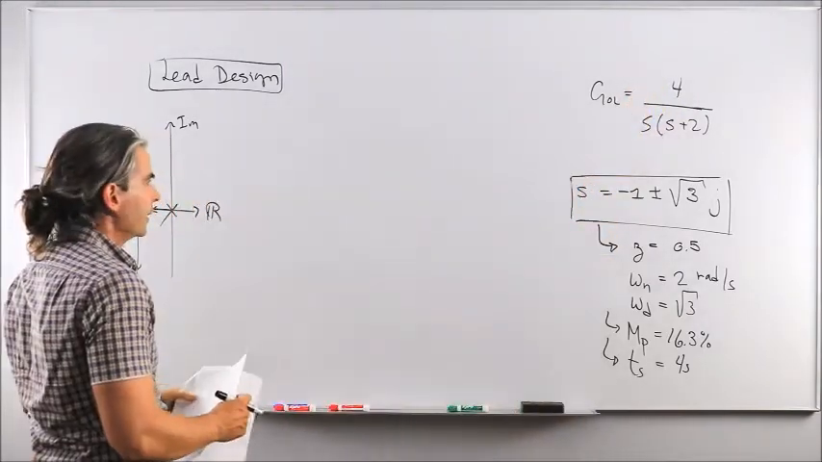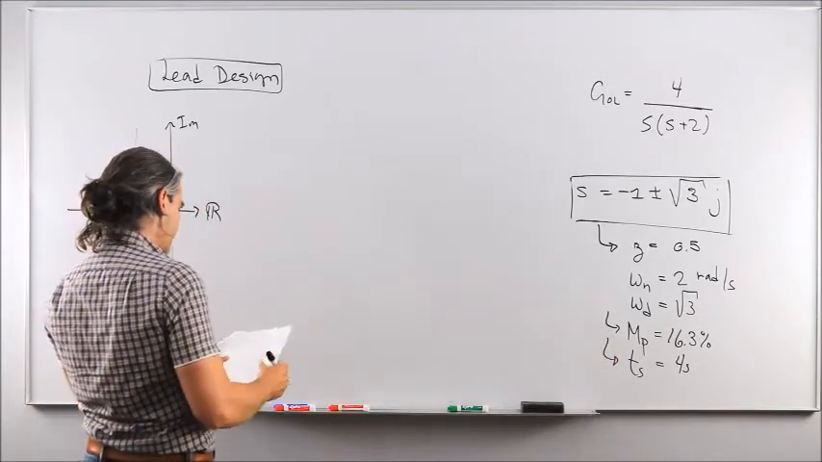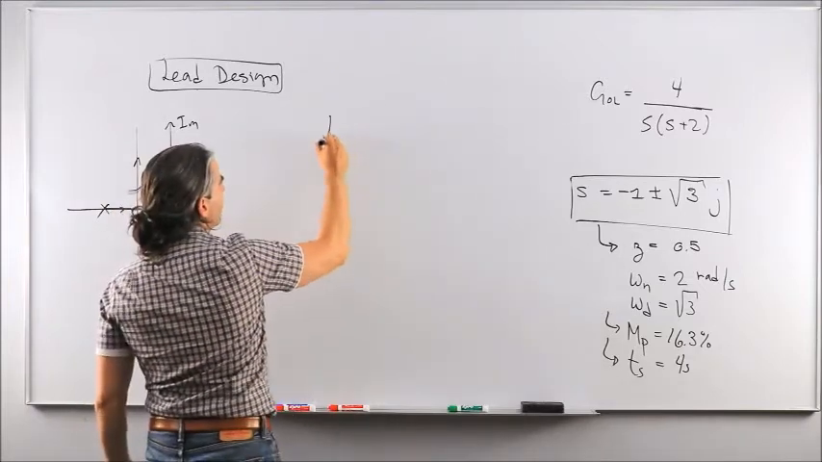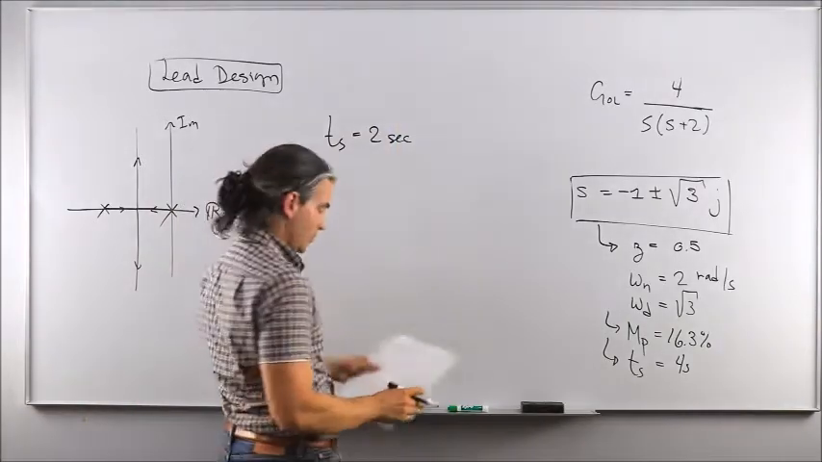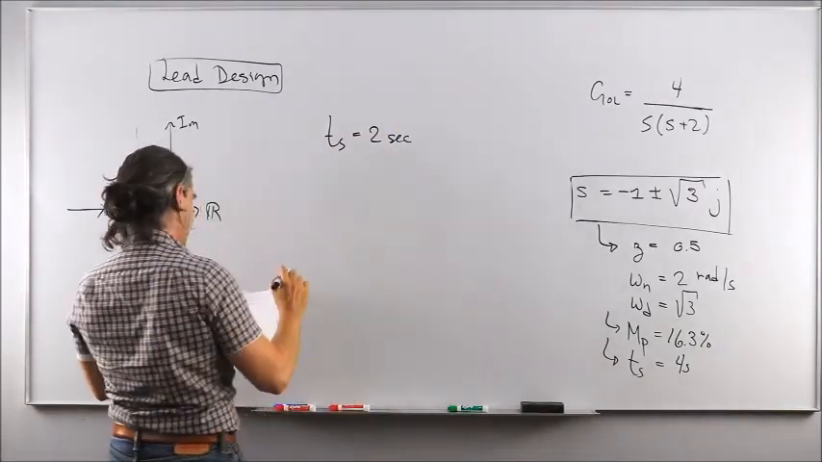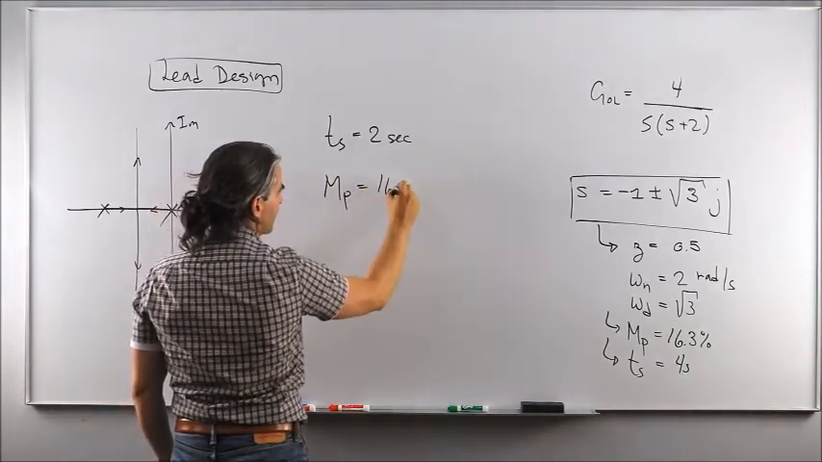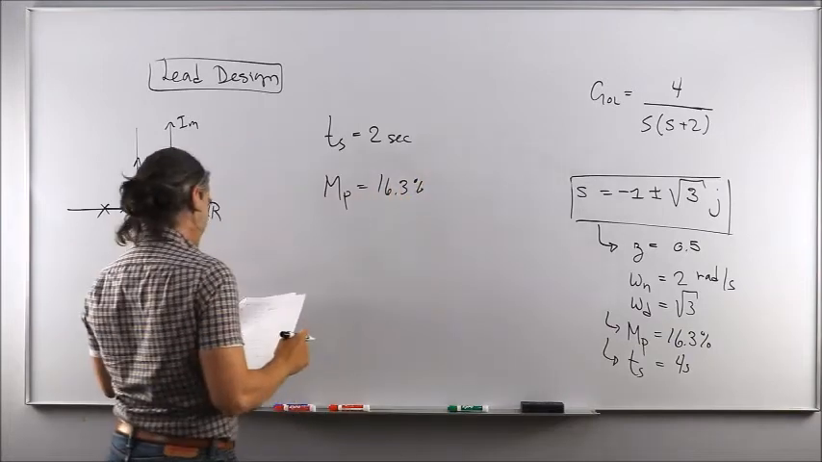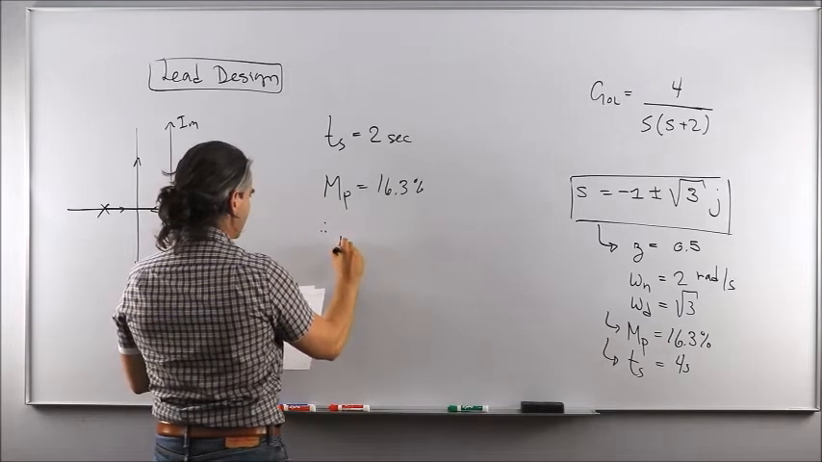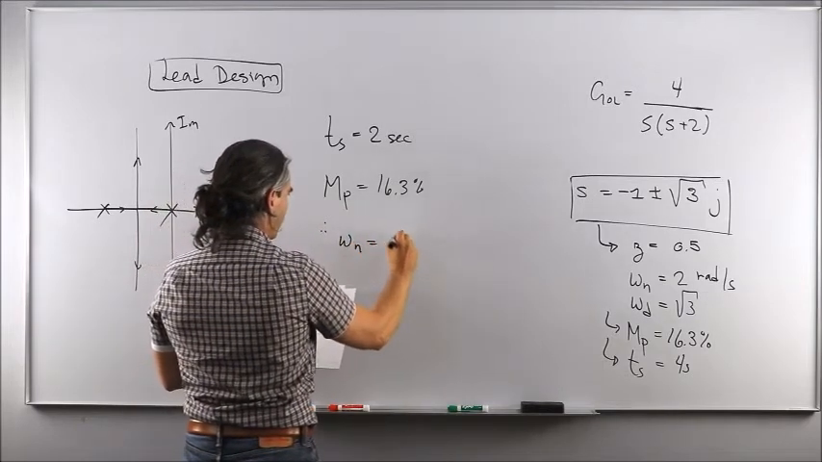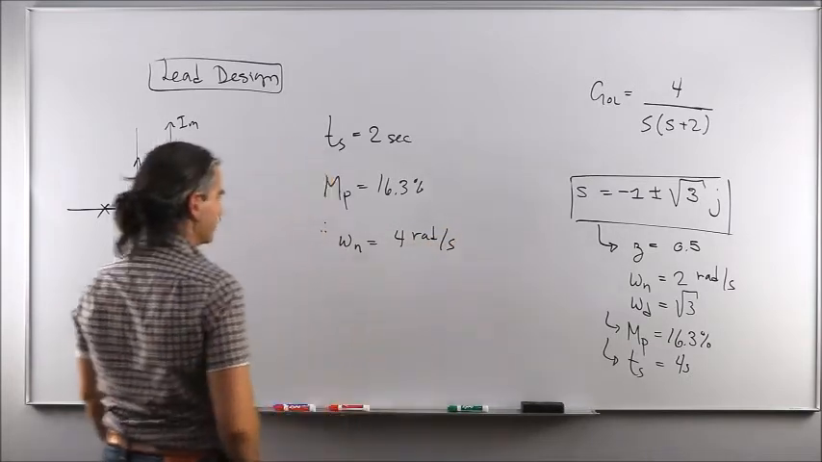Okay, this is what we have in terms of current performance. But the client comes and says, you know what, I'd like a settling time of 2 seconds. Whoa, he better have good actuators. And I'm fine with the current maximum overshoot of 16.3%. All this to say that I need an omega n, which would be equal to 4 radians per second instead of 2 radians per second originally, okay?